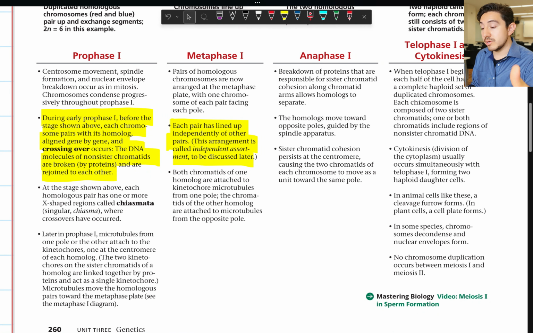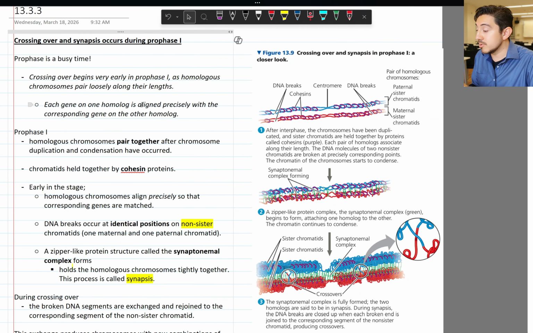So I want to talk a little bit more about the crossing over in detail. Now, if you're an AP student, you don't necessarily need to know this, but again, since we're going through everything of the Campbell Bio book, undergraduates might require this. Okay. So crossing over and that whole process of synapsis is occurring during prophase 1. Now, what exactly is happening? Definitely prophase 1 is a very busy time.